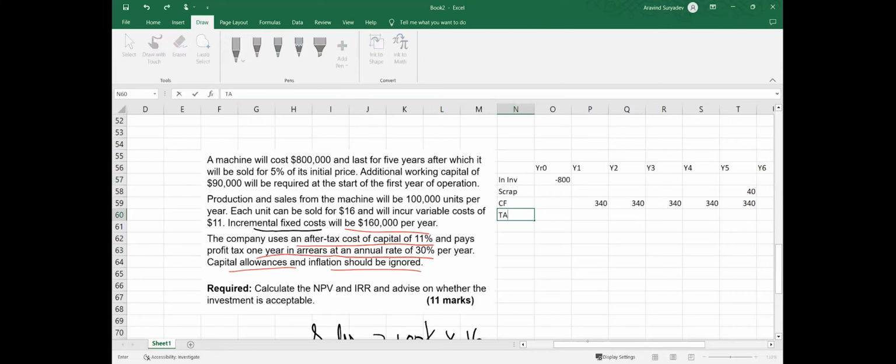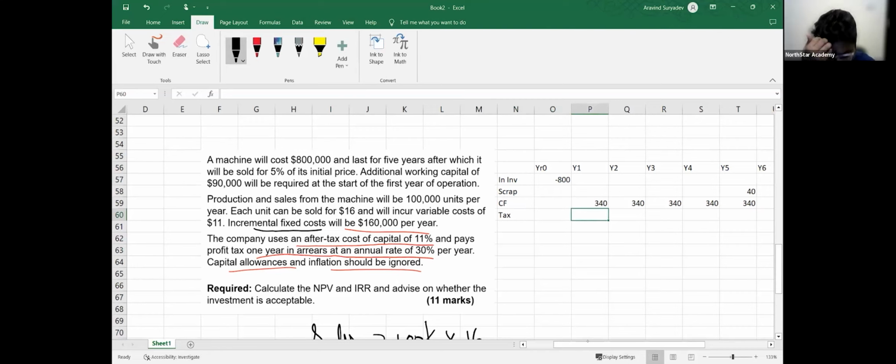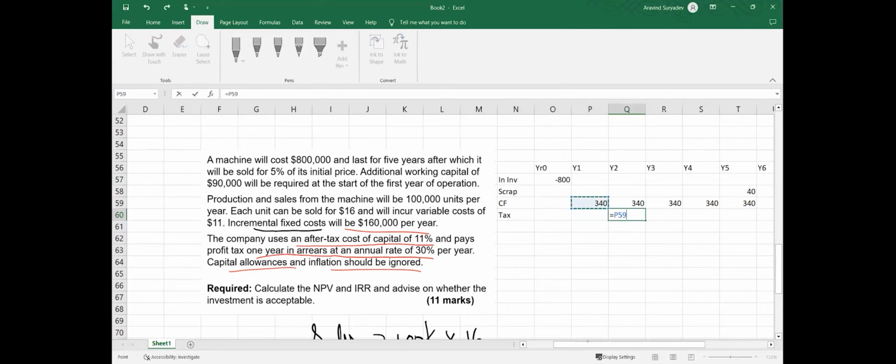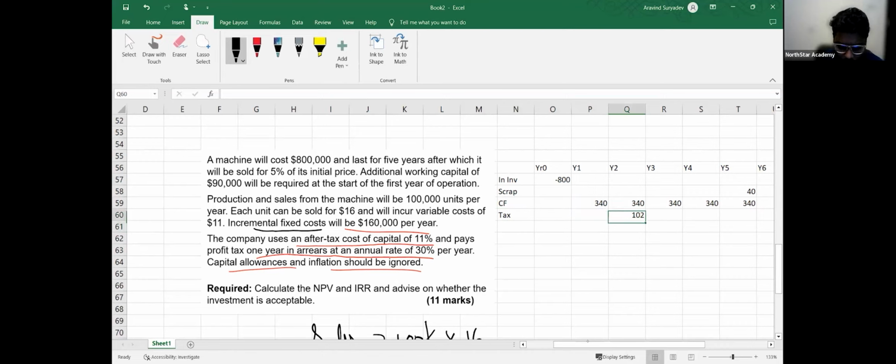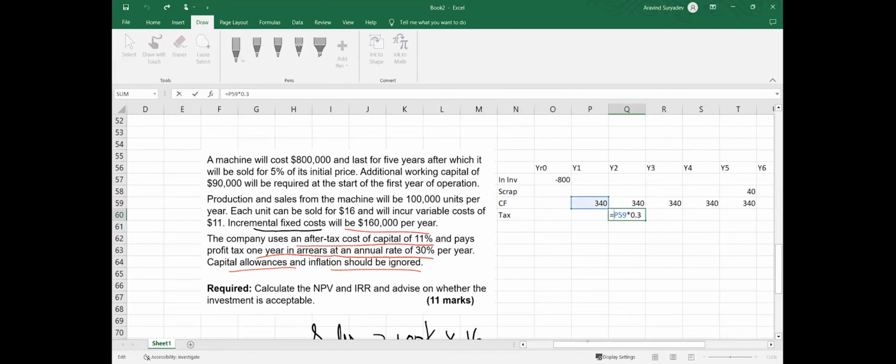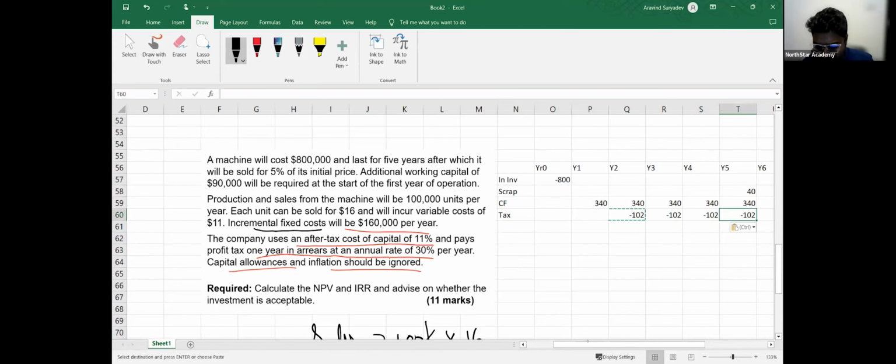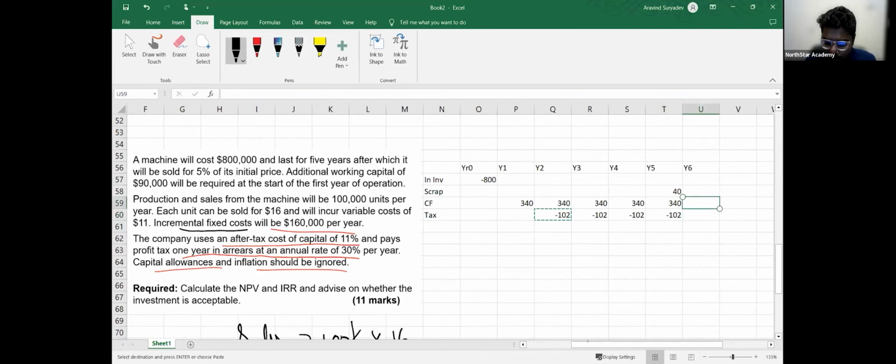Then taxes based on these cash flows. What will the tax be? Tax is paid at 30% and it's paid 1 year in arrears, which means in year 0, no taxes. Year 1 also no tax. Year 2, there will be a tax based on 340. And tax will be an outflow, so 30% as negative numbers. Now I'm putting that down here. And tax will last till year 6. You may agree, correct? Arrears. Yeah.